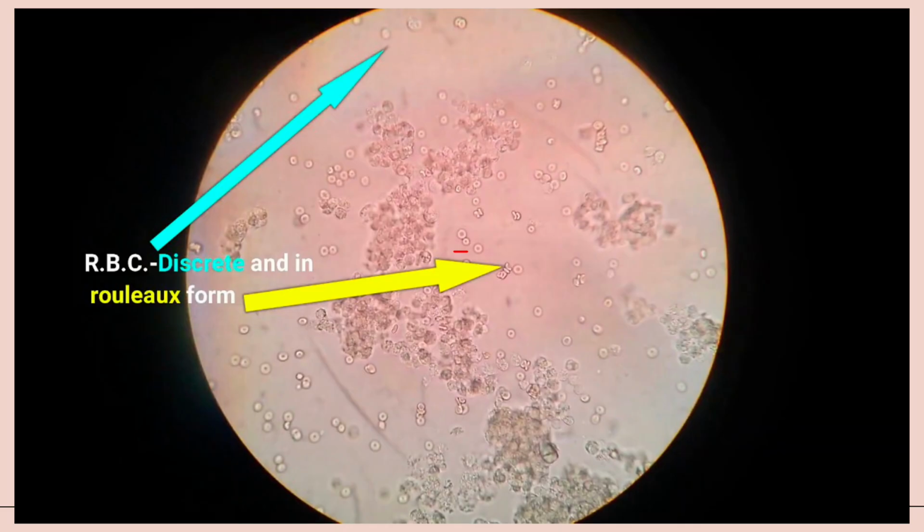So here is a microscopic picture of a stool sample showing red blood cells and white blood cells. So take note of the red blood cells present in the picture. These are biconcave discs with central pallor, while the WBCs, just like here in this picture, show a granular cytoplasm.